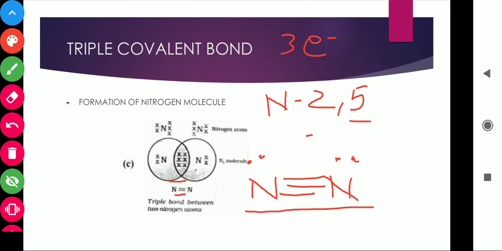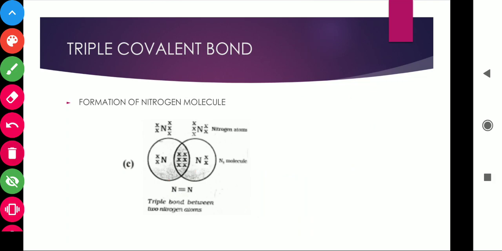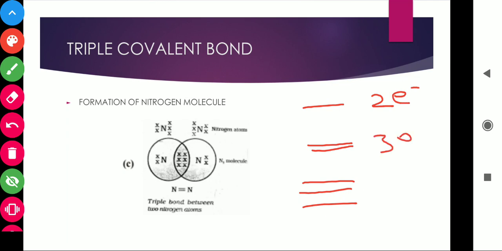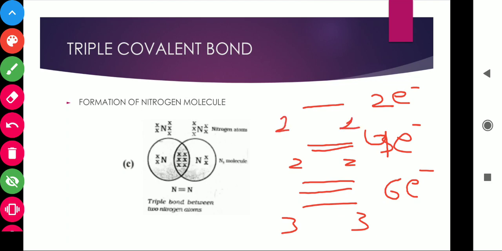In this way we have 3 types of covalent bonds: single, double, triple. Single is formed by sharing of 2 electrons, 1 from each; double by 4 electrons, 2 from each; and triple by 6 electrons, 3 from each.